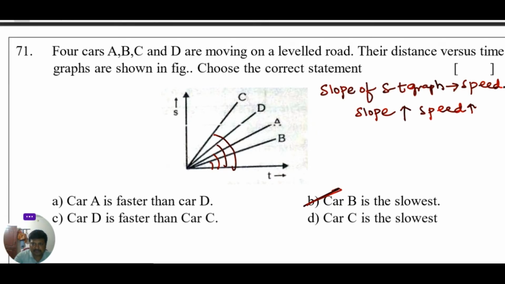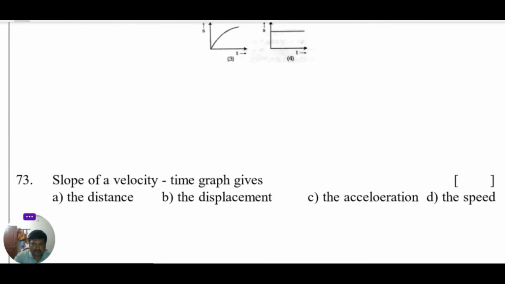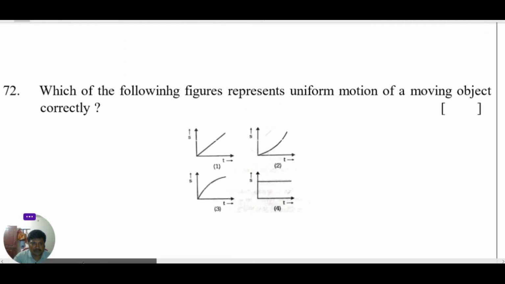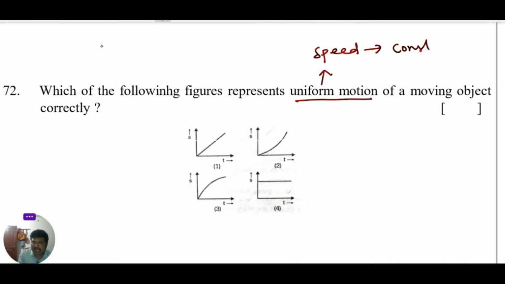Next, 72. Look at the screen, my dear children. Which of the following figures represents uniform motion of a moving object correctly? A distance time graph is given. In a distance time graph, uniform motion means speed should be constant.